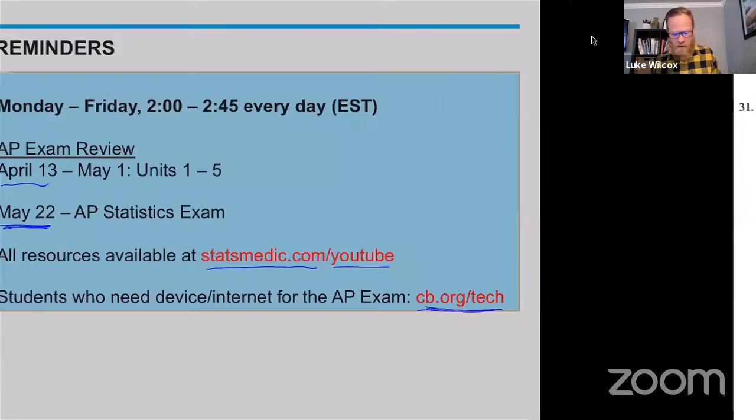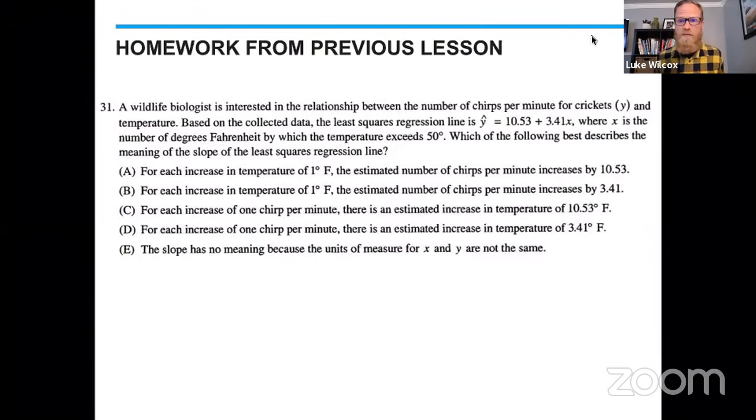All right, so I'm gonna go back to the homework problem that you got from Mr. Murphy yesterday, which is gonna be a bit of a preview of what we're gonna talk about today in terms of analyzing two variable data. So hopefully you got a chance to try it, but let's go ahead and see how we did here. So here's what it says. A wildlife biologist is interested in the relationship between the number of chirps per minute for crickets, Y, and temperature. Based on the collected data, the least squares regression line is Y hat equals 10.53 plus 3.41x.